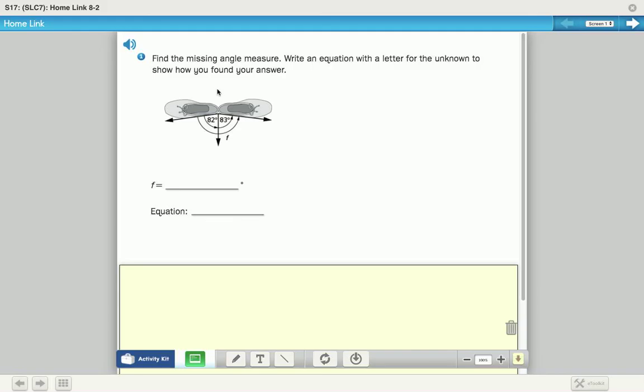Okay, so number 1, you were supposed to find the missing angle measure. So we have 82 and 83 makes up this whole thing. So your equation should have been 82 degrees plus 83 is equal to angle F, which would have been 165 degrees.